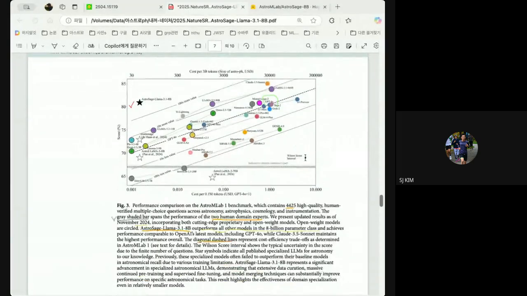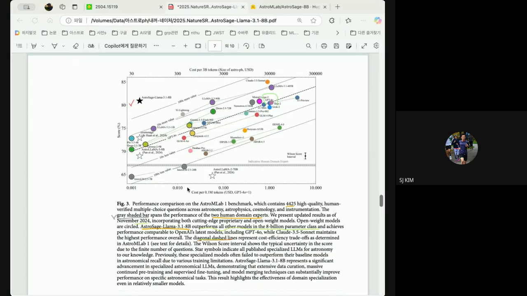And the most important figure is figure 3. This figure shows how their model works. So they say this one, the black star, AstroSage Llama 3.1, outperforms other language models. You can see the empty star here. These three models are astronomy LLMs, and the others are just general large language models. So this is a performance comparison.